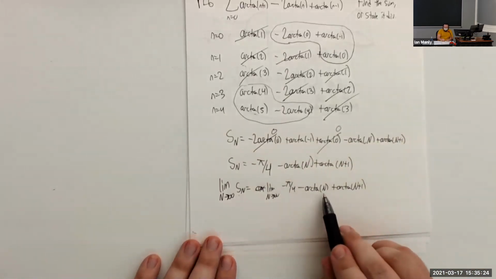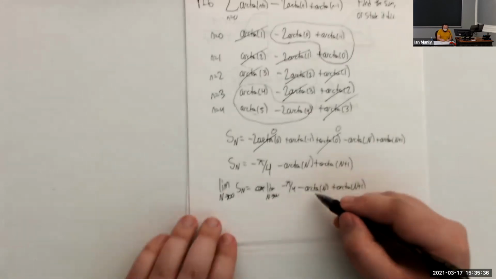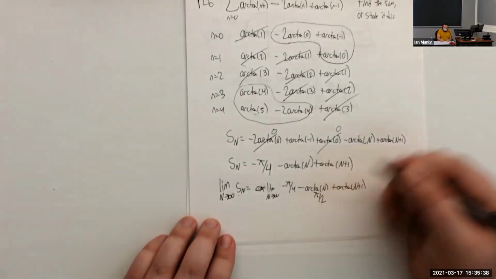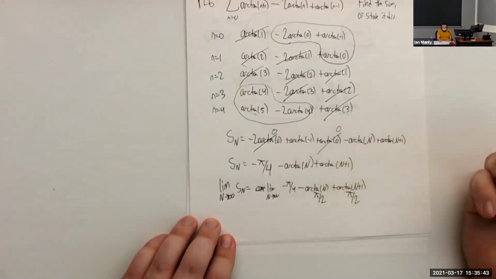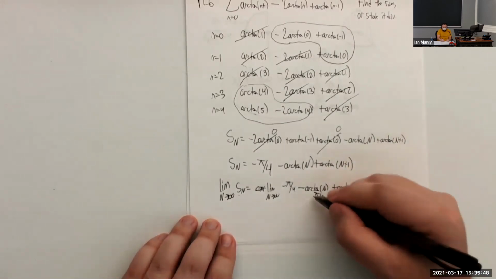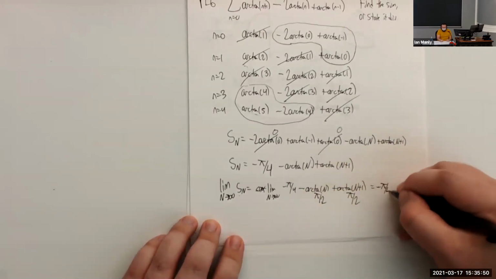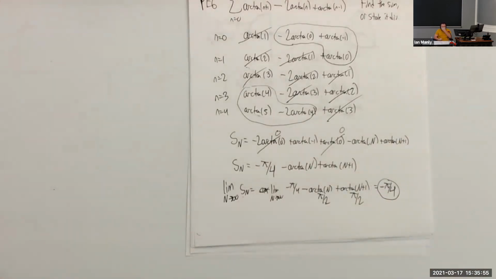So what's the limit as n goes to infinity of arctan of n? Does anyone remember what that's going to be? It's going to be pi over 2. That's right. That means this is going to pi over 2, and the plus 1 doesn't matter if n's going to infinity. This is going to pi over 2. So we have minus pi over 2 plus pi over 2. So when those cancel out, we just end up with negative pi over 4. So that's what this series is going to end up converging to here.